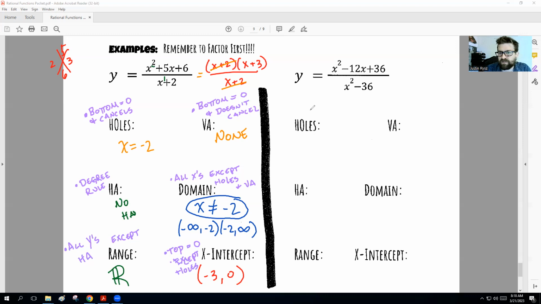Okay, so let's use that rule here. If you want to try this next one on your own, that's kind of good. Let's see if we can follow this. So we've got to completely factor this top here. The top is a trinomial to factor. What two numbers multiply together to give us 36, add together to get -12? That'd be a -9 and a -3.